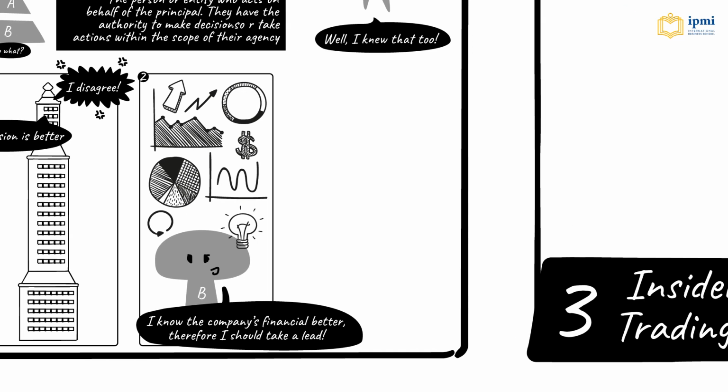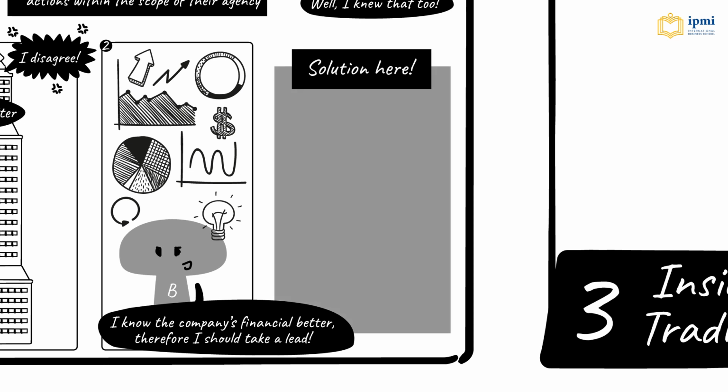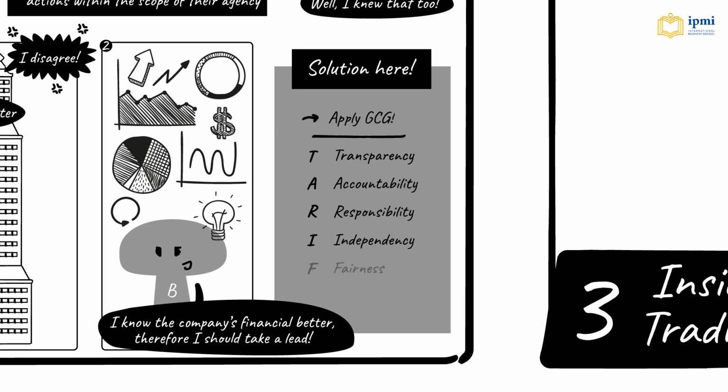How to solve this issue? There is no single solution to solve it, but there are ways to reduce this issue. One of them is applying good corporate governance principles, abbreviated as GCG, which consists of 5 points. There are transparency, accountability, responsibility, independency, and fairness. Or to be easily remembered, use the initial letter of each point: TARIF.